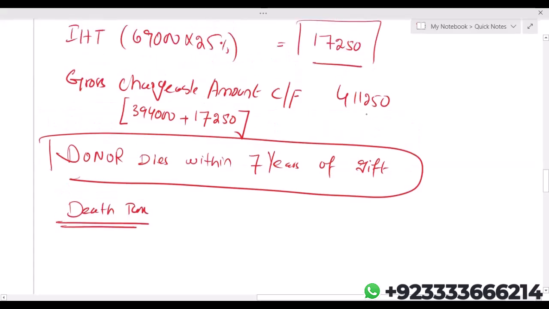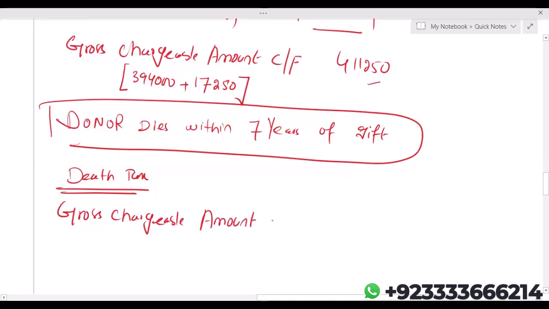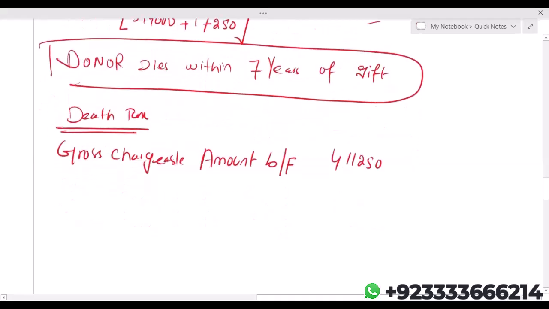I just want to explain. Let's say take this amount. The gross chargeable amount which was carried forward during the lifetime will now become brought forward. Again, you will not apply any tax rate directly on this 4,11,250. Again, you will check for the nil rate band.